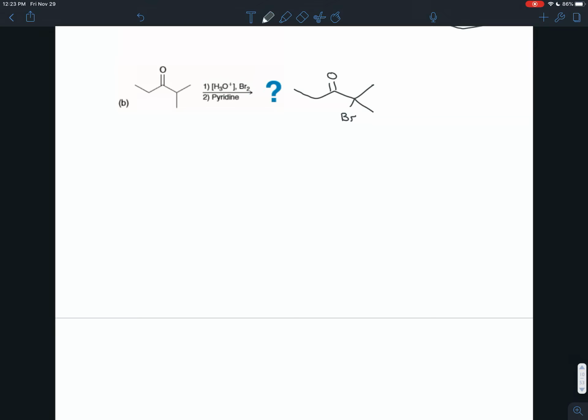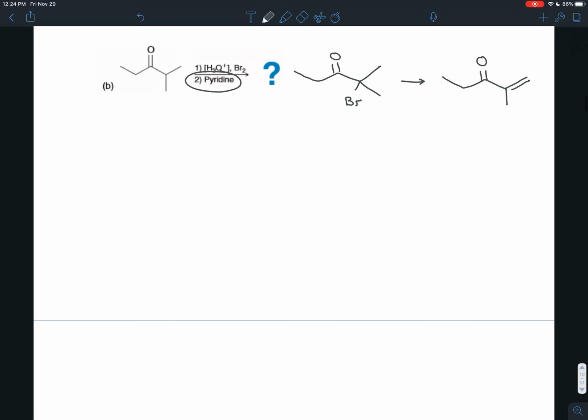Then in the second step, you do an elimination reaction. Pyridine is a base, and it will take one of the beta hydrogens and give you an alpha beta unsaturated ketone. So that is that reaction. That's the reaction from the perspective of synthesis. If you're just trying to predict the product of this, that would be the product of those two steps.